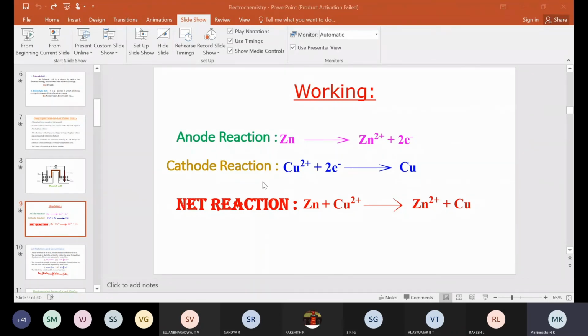In the next class, I will start with cell notation, cell convention, EMF of the cell, and the Nernst equation.